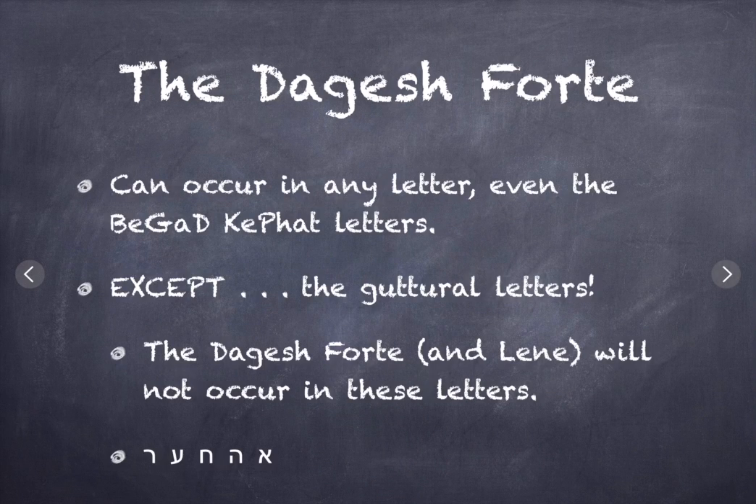Now the Dagesh Forte, it can occur in any letter, even the Begad Kafat letters, with one major exception, and that is the Dagesh Forte and the Lene for that matter will never occur in the guttural letters. And those guttural letters are the Aleph, He, Chet, Ayin, and especially Resh.